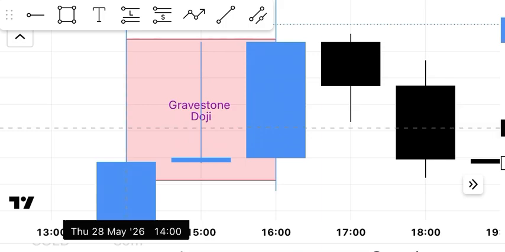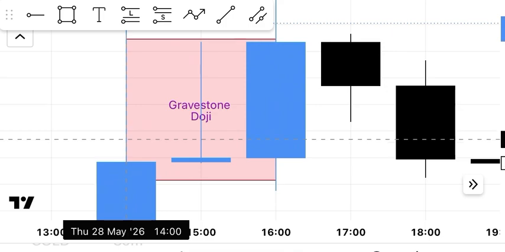How can I trade it? Okay, location matters. It is only valid at the top of an uptrend or at resistance. In a downtrend, it means nothing. Confirmation needed. Don't short the doji itself. Wait for the next candle to close bearish and break below the doji's low.